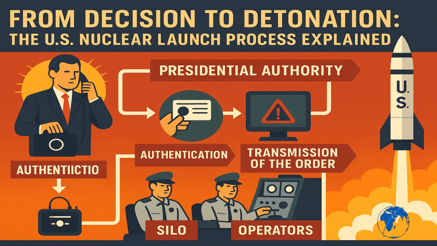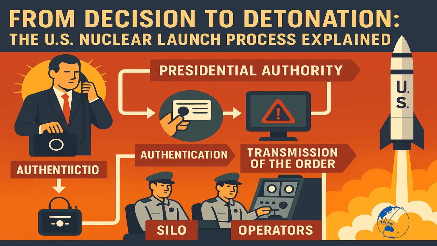The EAM is transmitted via secure communication systems to all relevant military nodes, including missile launch centers, submarines at sea, and strategic bomber units. U.S. Strategic Command, STRATCOM, located at Offutt Air Force Base, is responsible for executing the nuclear order. Working in tandem with the NMCC, STRATCOM ensures the EAM reaches the appropriate units.